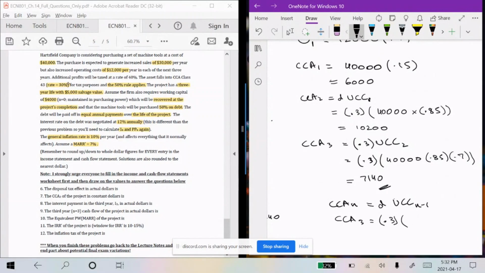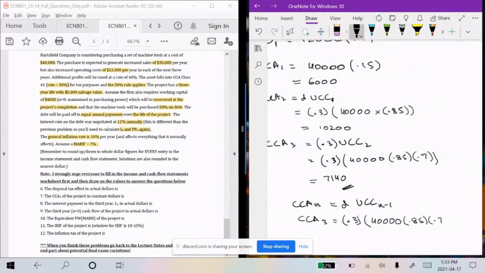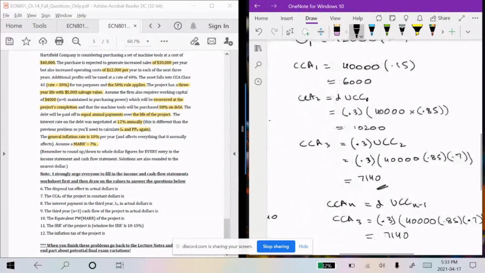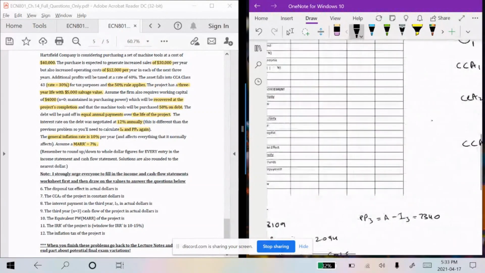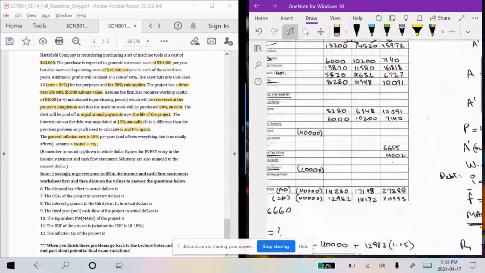UCC you get by the initial investment, 40,000. How much got left in the first period, 0.85. And then in the second period, it got depreciated by 0.3, so what's left is 0.7. So you multiply this and you get 7,140. Yeah, makes sense. Thank you. Okay, I'll start filling this table so we can keep track of where we are.